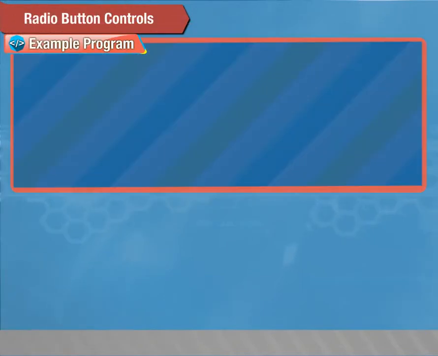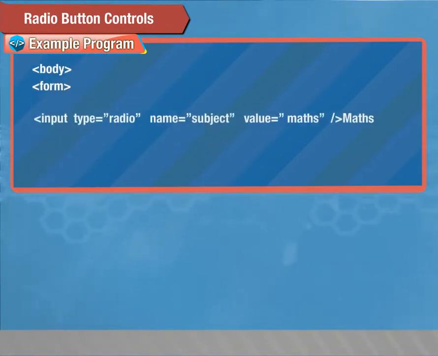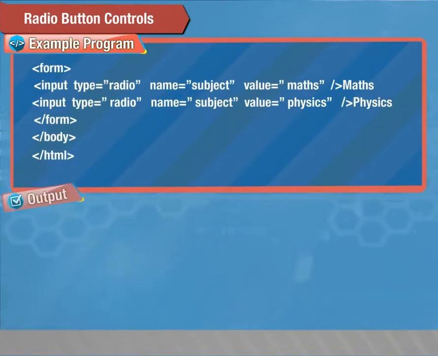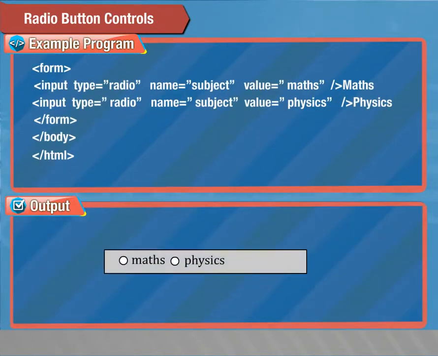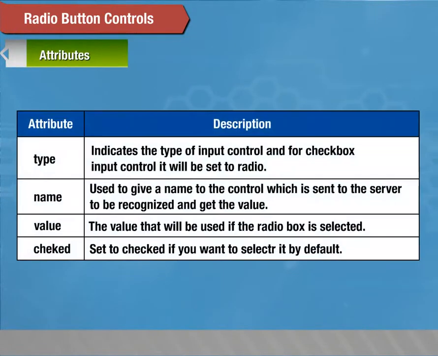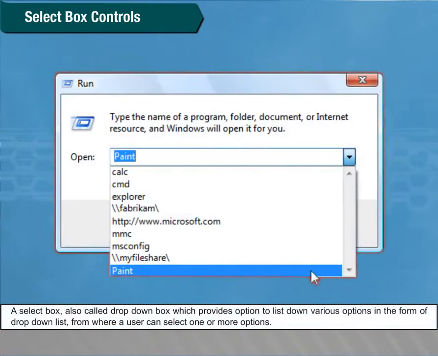Now we can see the example program of radio button controls. The output of this program is shown in screen. Attributes. Select box controls. A select box, also called drop-down box, which provides option to list down various options in the form of drop-down list from where a user can select one or more options.